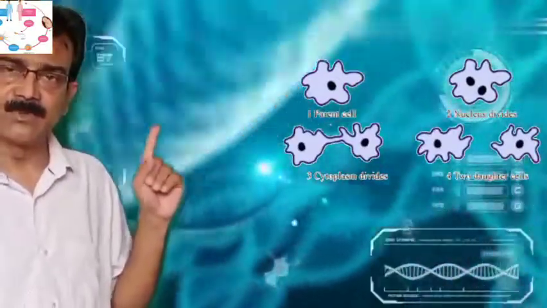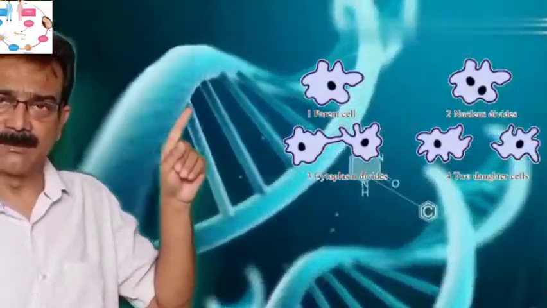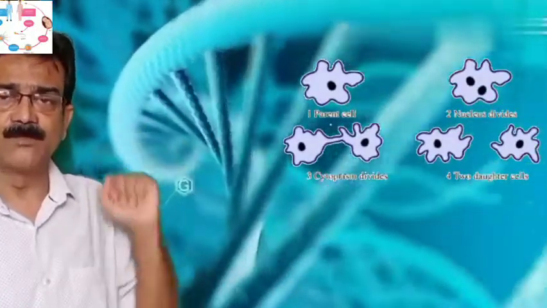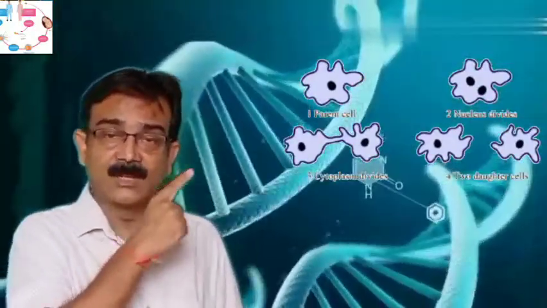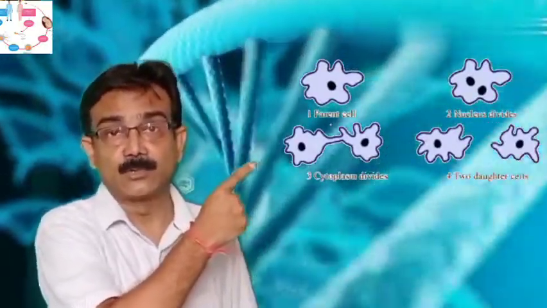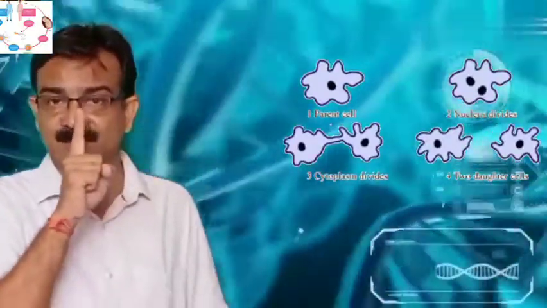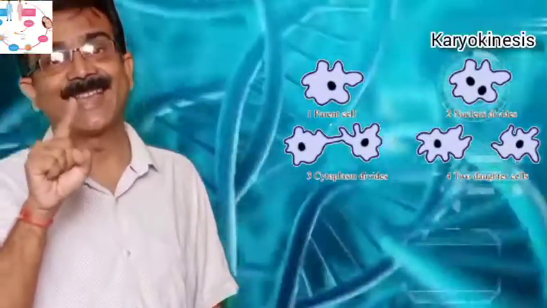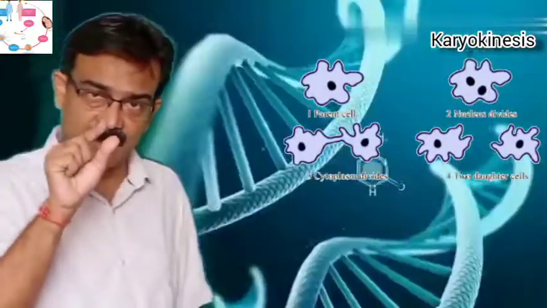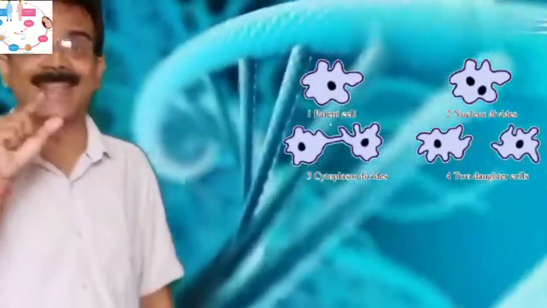In this diagram, you are observing at number 2 of the series that when amoeba is going to divide, first of all, you can see in diagram number 2 that the nucleus is the first to divide. When the nucleus divides, this process is known as karyokinesis, because the nucleus is also known as karyon.